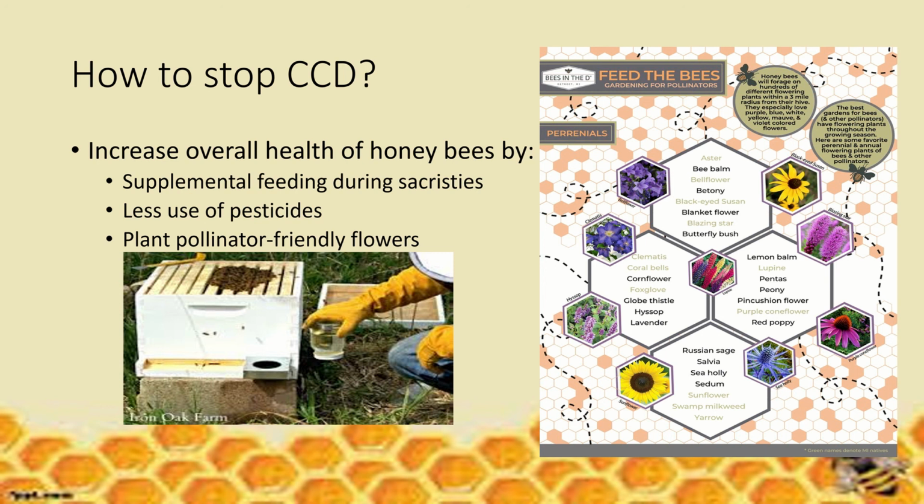And these consist of supplementally feeding bees during nectar and pollen scarcities, using less pesticides, specifically using less pesticides during certain times of the day, such as mid afternoon and early evening when honeybees mate and are out searching for resources. Another one would be to increase the number of pollinator friendly flowers to help bees acquire good sources of protein.